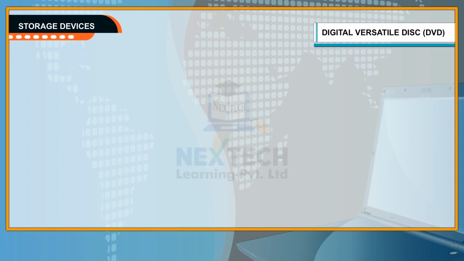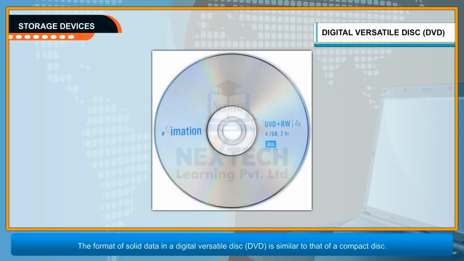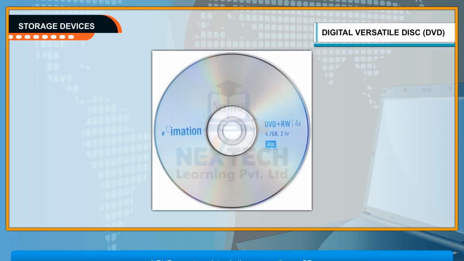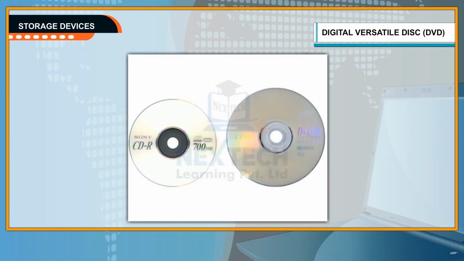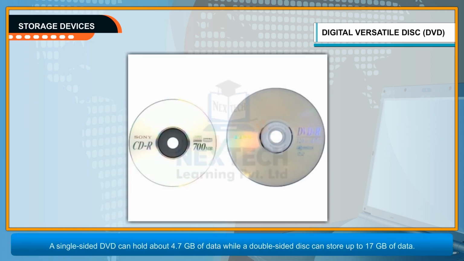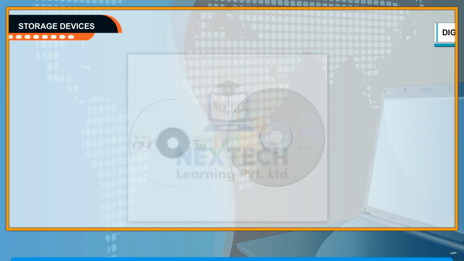Digital versatile disk, DVD. The format of storing data in a digital versatile disk, DVD, is similar to that of a compact disk. A DVD can store data 6 times more than a CD. A single-sided DVD can hold about 4.7 GB of data, while a double-sided disk can store up to 17 GB of data. Like CDs, DVDs are also used as backup devices.